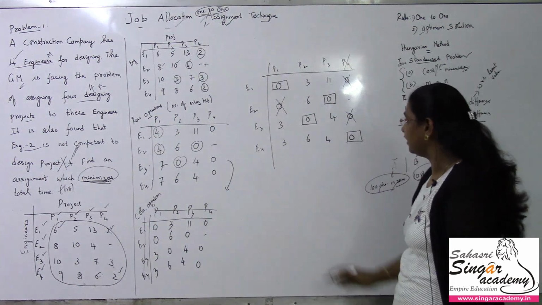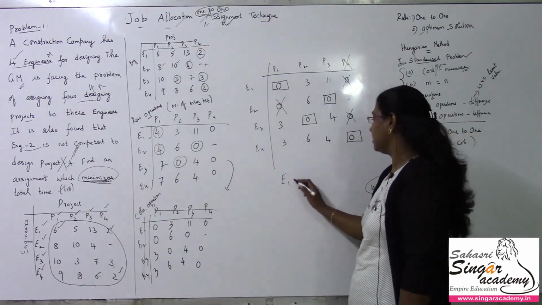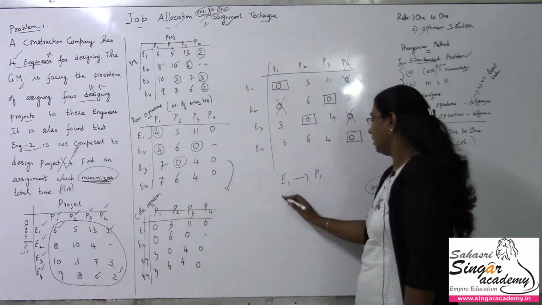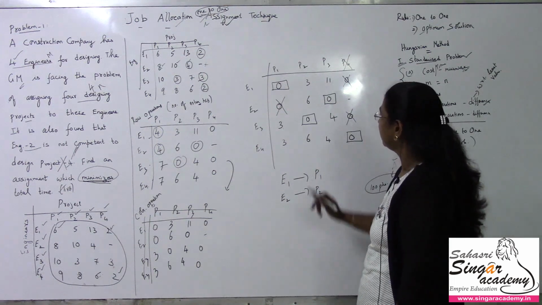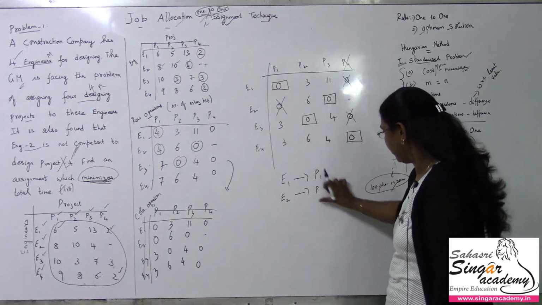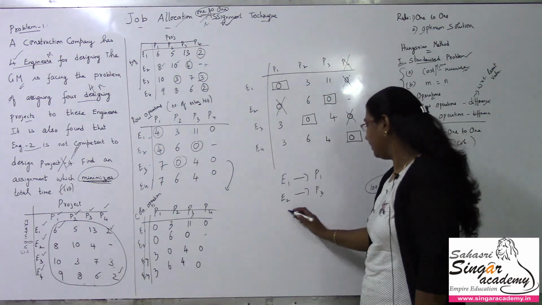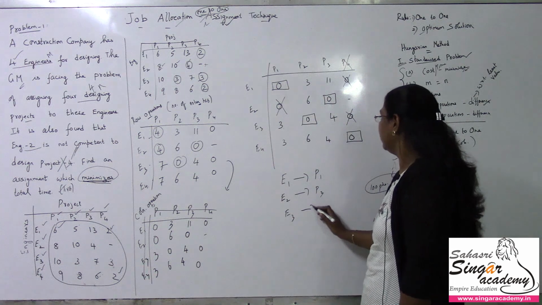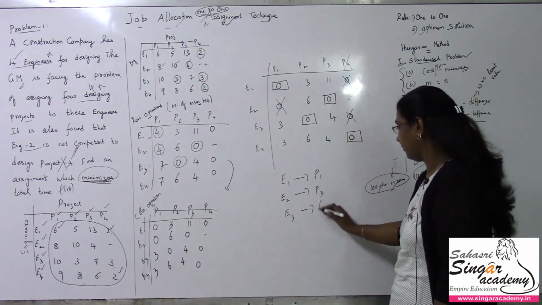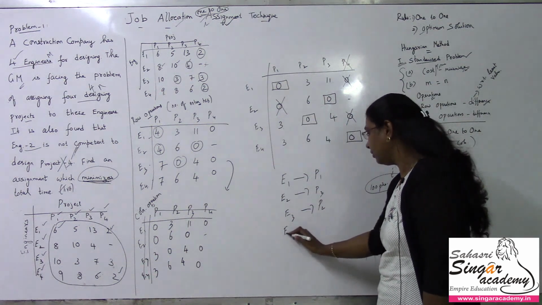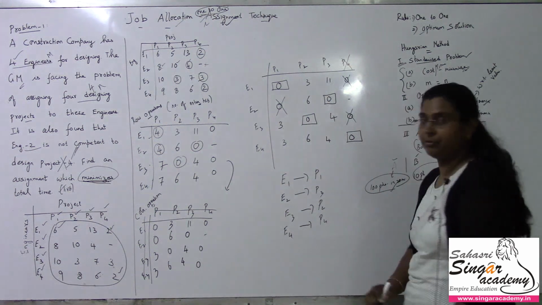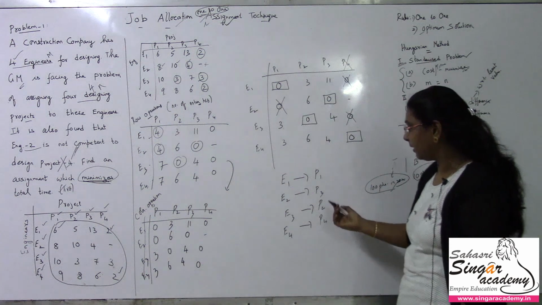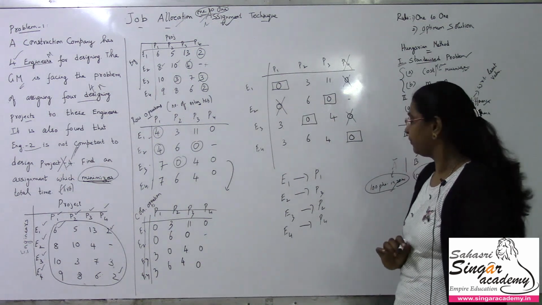Okay, so if you check here, engineer 1 is assigned with project 1, engineer 2 is assigned with project 2, sorry, engineer 2 is assigned with project 3, is it okay? Engineer 3 is assigned with project 2, right? Engineer 4 is assigned with project 4. Okay, we did not do it directly; we did it after checking optimality.